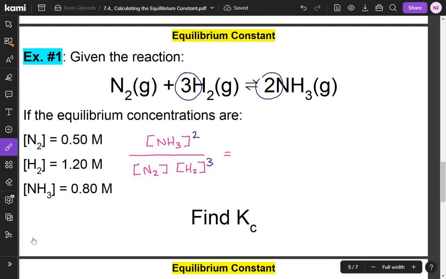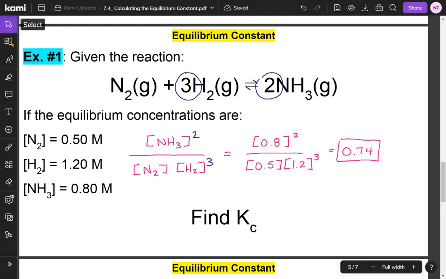The question actually gives us concentrations, so we're going to go ahead and plug those in. And then it's just a matter of putting this into our calculator. When we do that, we get an answer of 0.74. And our equilibrium constant does not have units. So that's all we would need for this question here.